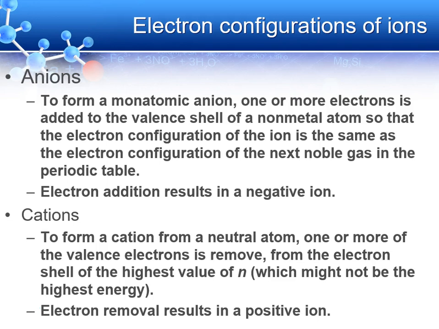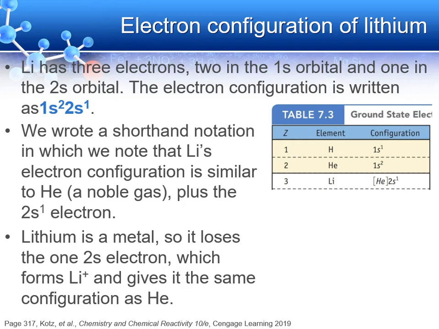For cations, it's the opposite. So what we do here is we remove electrons, and since electrons are negatively charged, when we remove an electron, we get a positive ion, and we will remove one or more valence electrons to get to the next noble gas electron configuration. For cations, we usually remove electrons of the highest value of n. That might not be the highest energy, but that's how the electrons are lost. So we need to keep that in mind.